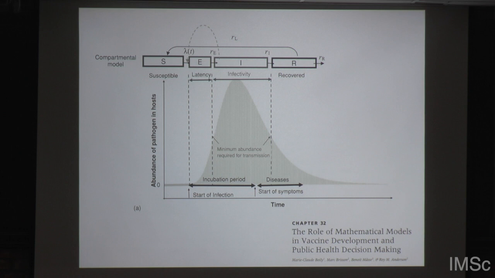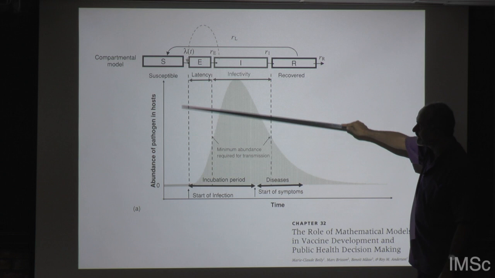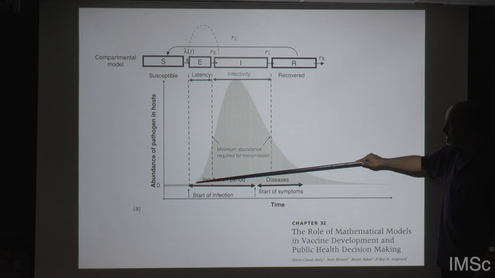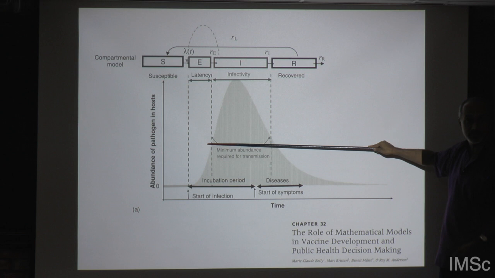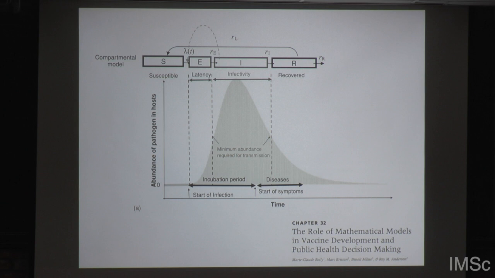Here is a representation of this in terms of compartments. So the point here where the infection starts, you're in the susceptible compartment. You can be in the susceptible compartment for years. At this point here where the viral load is beginning to build up, but you still are not infectious to other people, is a state that you will call E. So that's the exposed state here. That's the latent state as far as the virus is concerned.